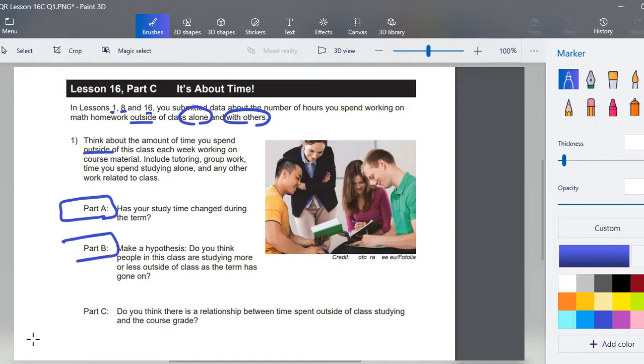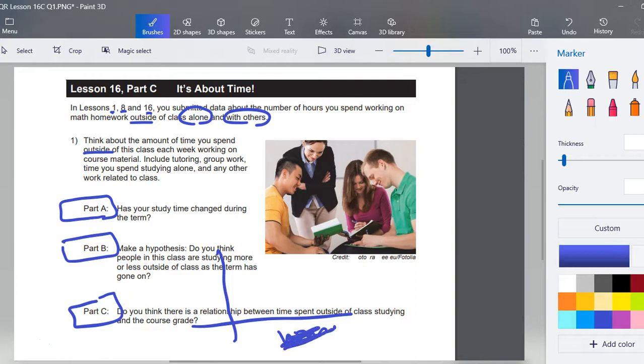Part B, make a hypothesis. Do you think people in this class are studying more or less outside of class as the term has gone on? And then part C, do you think there's a relationship between the time spent studying outside of class and the course grade? So something along, if we're looking at an X and Y axis, the hours you spend.